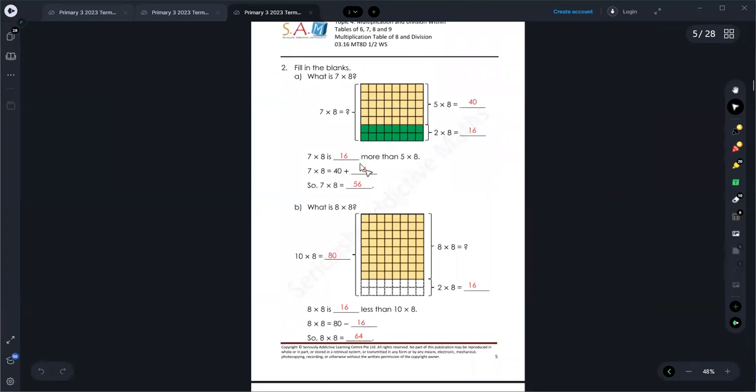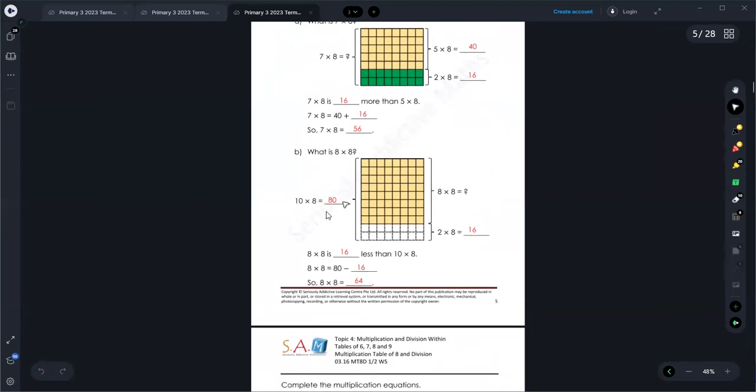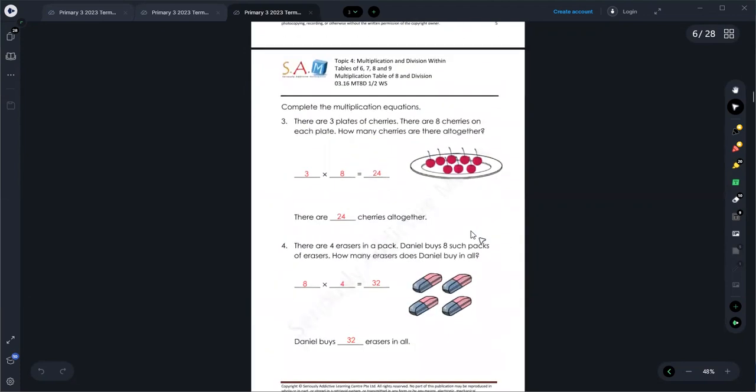7 times 8 is 16 more than 5 times 8. Why? Because 7 times 8 is 2 more groups than 5 times 8. So they should know that. Let's see, what is 8 times 8? If they remember 10 times 8 is 80, 8 times 8 is 2 groups less. So it'll be 80 minus 16, because 2 times 8 is 16. Then get them to do 3 and 4 for guided practice.